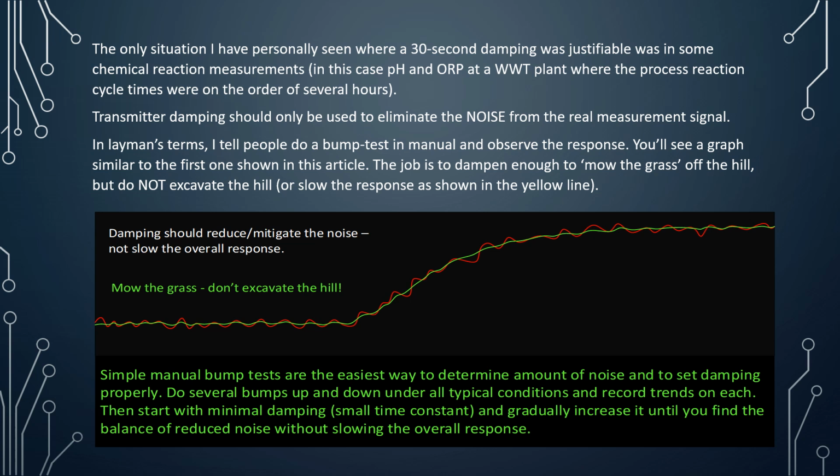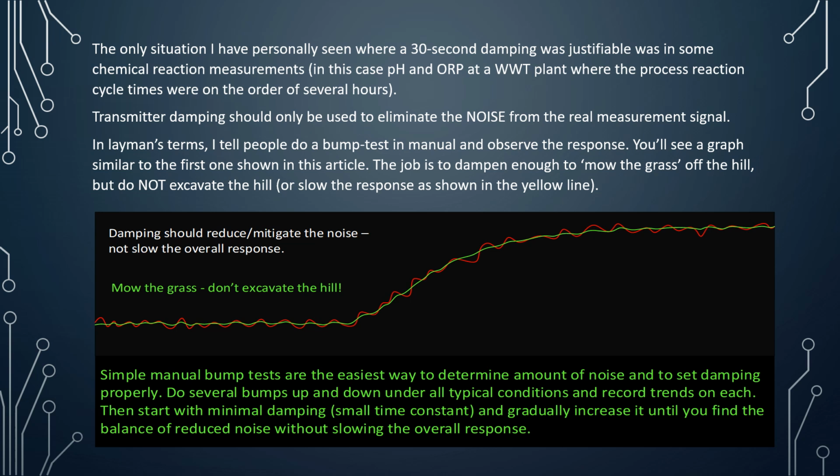In general, the way that I tell people to do this, you do a bump test, as I kind of described. You put the plant in manual. You have to do everything to set that up, and you adjust it by however much the operator says is safe. Maybe it's 50 to 51%, maybe it's 40 to 60, whatever it is. And you're going to do this up and down and all the typical conditions and so forth.